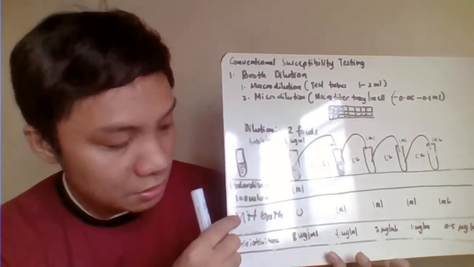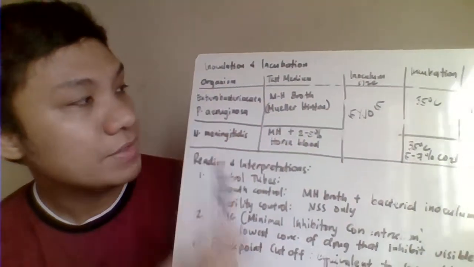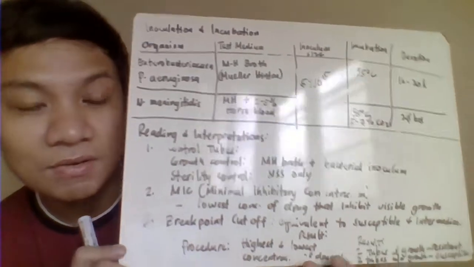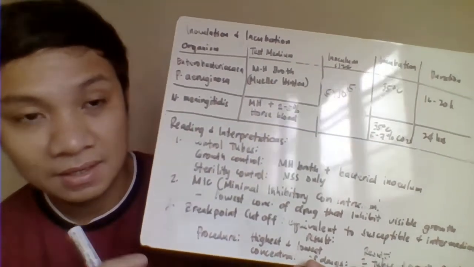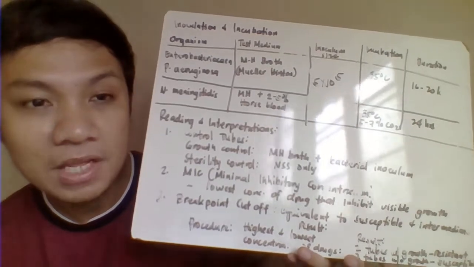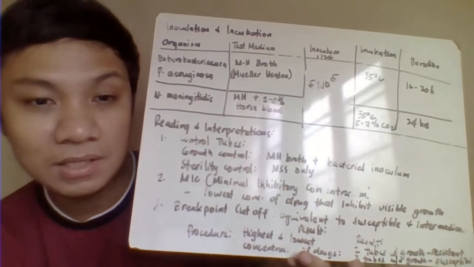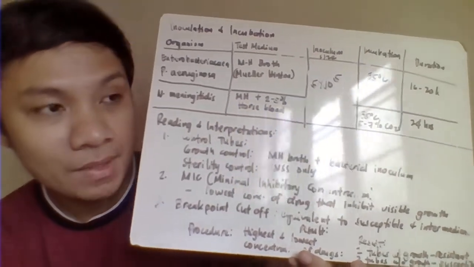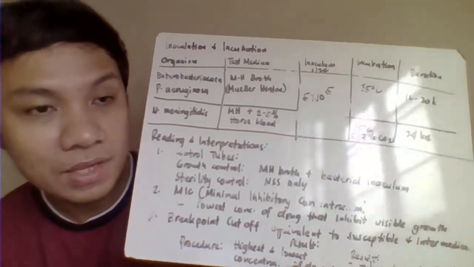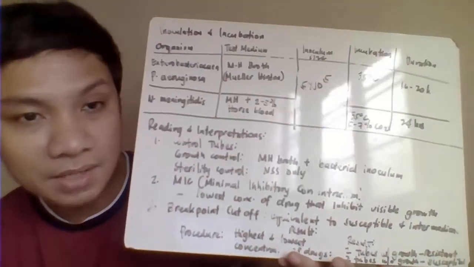Okay, so Mueller-Hinton broth ang ginagamit natin as your diluent. We have here again for Enterobacteriaceae and Pseudomonas aeruginosa, our medium here is your broth in the form of your Mueller-Hinton broth. Pag sabing broth here, hindi siya nagsusolidify, di ba? Okay, and then try to incubate at 35 degrees Celsius here for 16 to 20 hours.